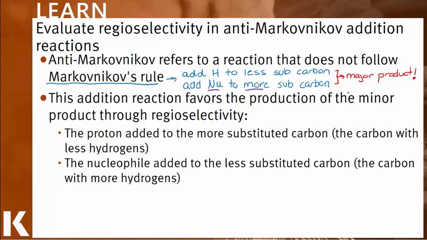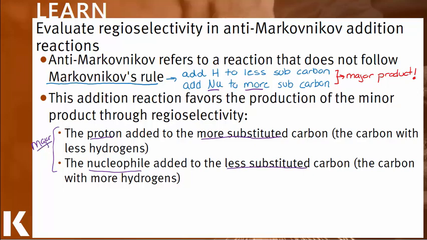Now, in anti-Markovnikov addition, we flip the major and minor products. So in anti-Markovnikov addition, our major product is one where we add the proton to the more substituted carbon and add the nucleophile to the less substituted carbon. So in Markovnikov, this would be the minor product, but with anti-Markovnikov, this is the major product.